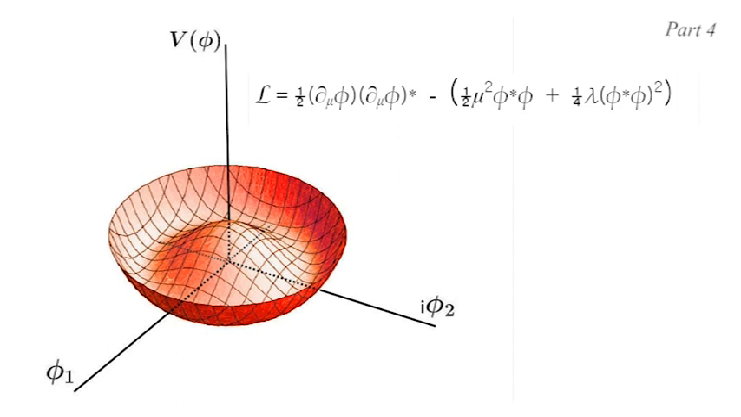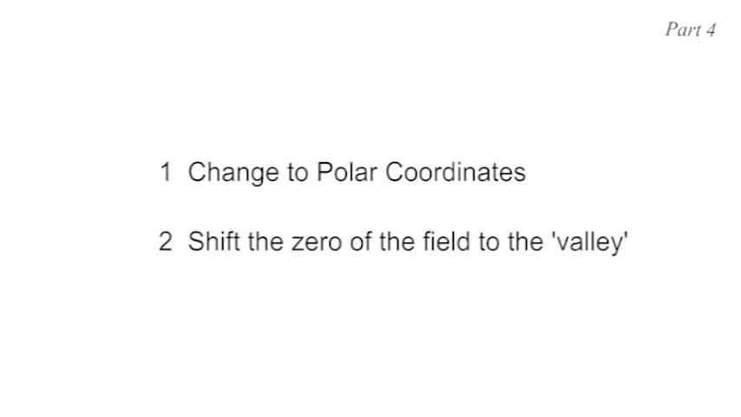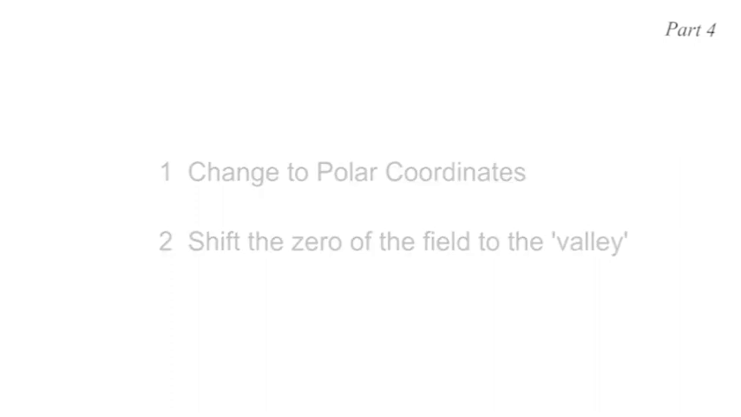I said earlier that I would go through the maths of that, so here goes. In other words, let's see how the mathematics predicts not just the usual Higgs boson with mass, but also predicts the new massless Goldstone boson. We'll do this in 2 stages. First, we'll change to polar coordinates to make use of the rotational symmetry and make the calculation easier. And then we will shift the zero of the field from the center of the Mexican hat to the valley. And hopefully, by that point, we will be able to see the 2 particles in the mathematics.